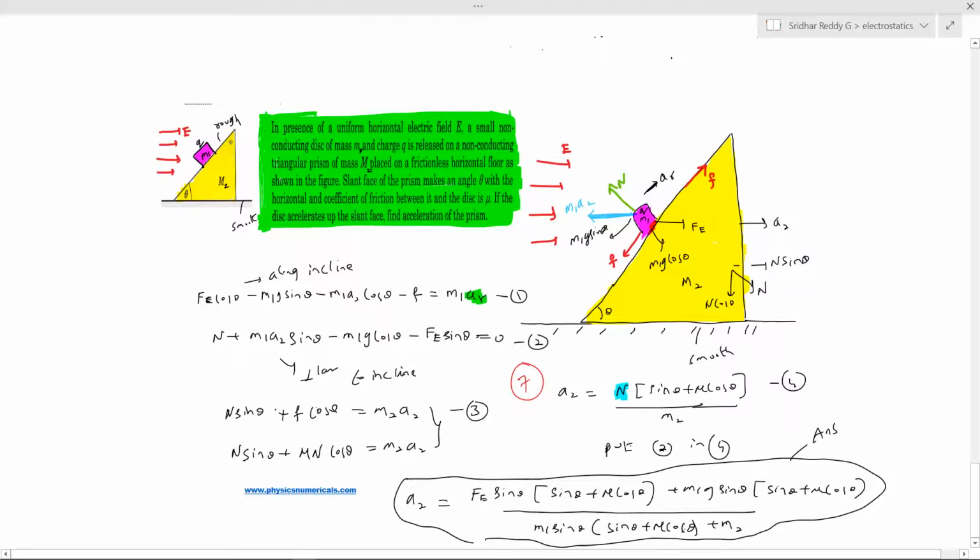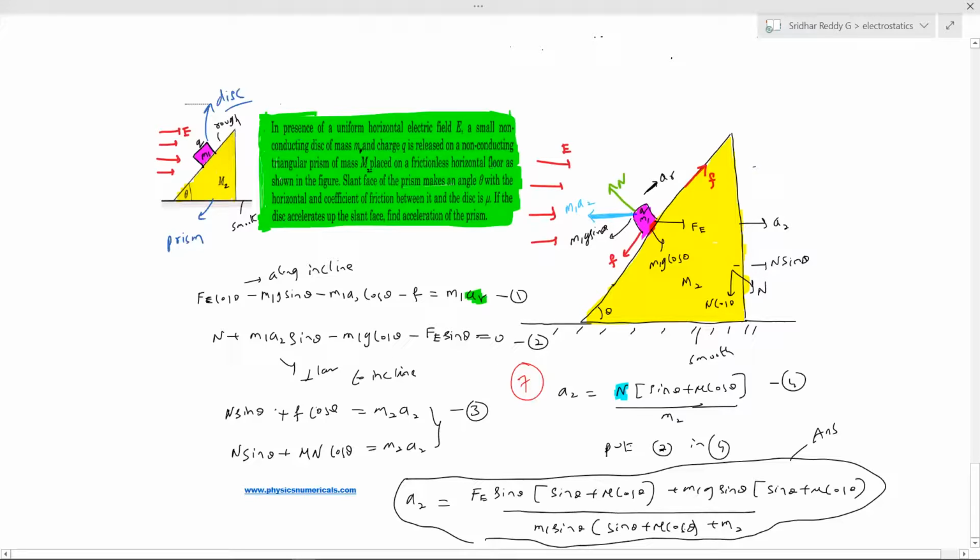In the presence of a uniform horizontal electric field E, a small non-conducting disk of mass m1 and charge q is released on a non-conducting triangular prism, which is called a wedge or prism. This is the prism, and this is that small disk.